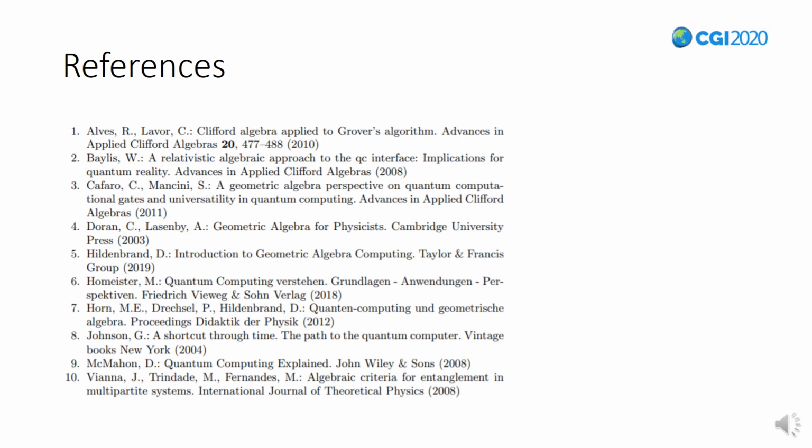These are all the references of our paper. They include the already mentioned publications, as well as, for instance, number 5, my book, Introduction to Geometric Algebra Computing, as an introduction to this technology, as well as some additional papers and books describing quantum computing in general.